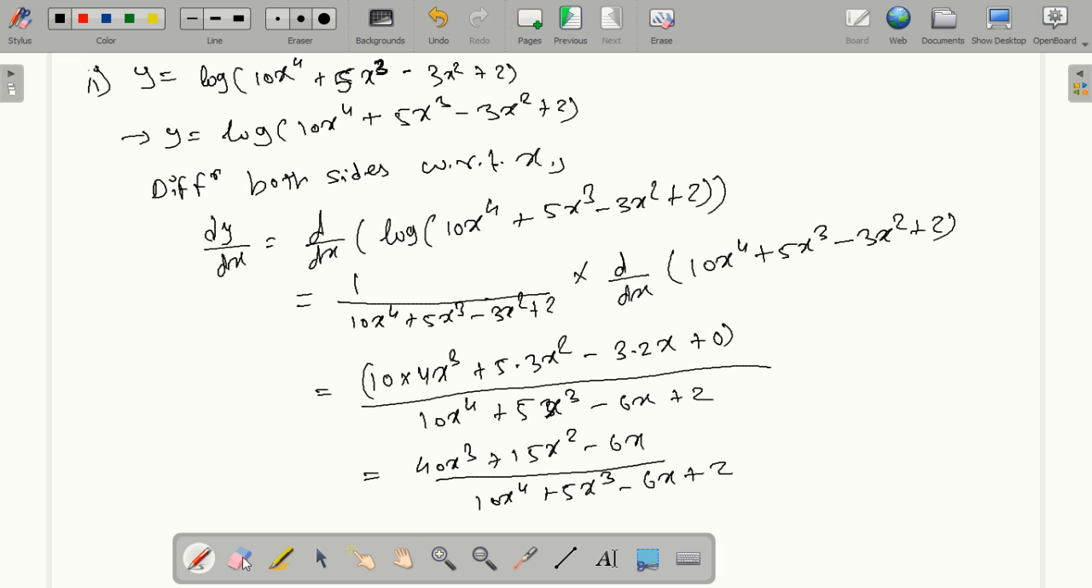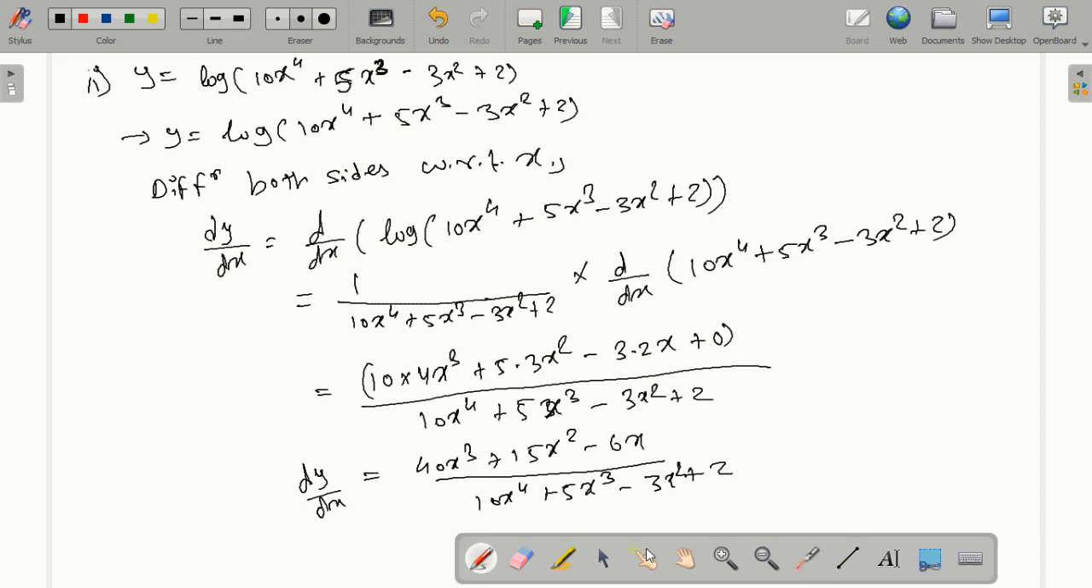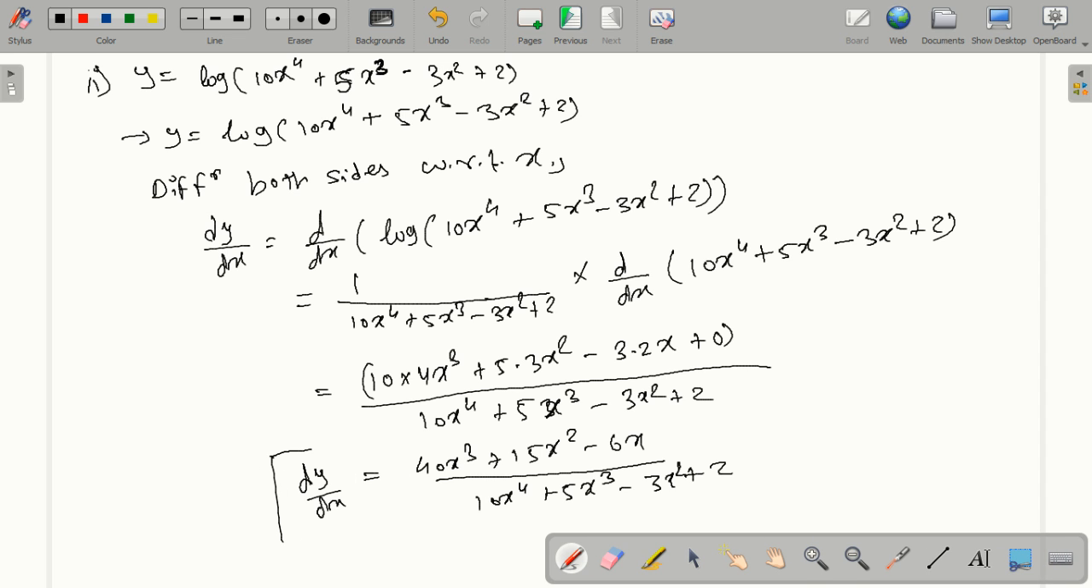Okay, so I made a mistake here. Instead of 6x, it's actually 3x square. So here would be minus 3x square, and here would be minus 3x square. Right? So this is your dy by dx. This is your final answer. It's very easy, right? There is a pattern. You need to understand that pattern. And this would be your final answer.